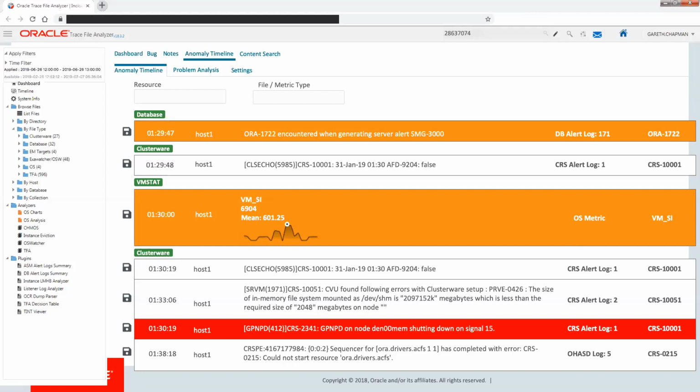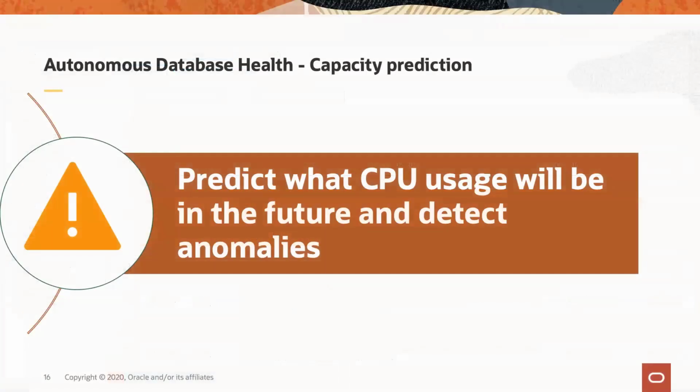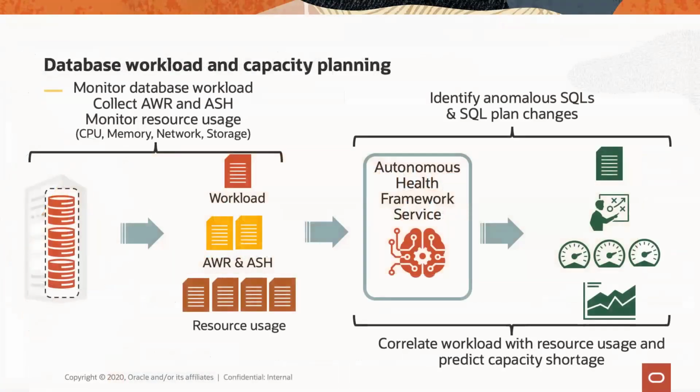So this is the first use case where we can take all this data, we can build a timeline, and we can massage all this information together. Second use case, what is the CPU utilization? When you're packing a whole bunch of instances in a particular system, you monitor the AWR ASH data, and then you try to predict resource usage. And then you also identify anomalous SQLs or SQLs that have had plan changes, and you correlate this with workload as well as resource usage.